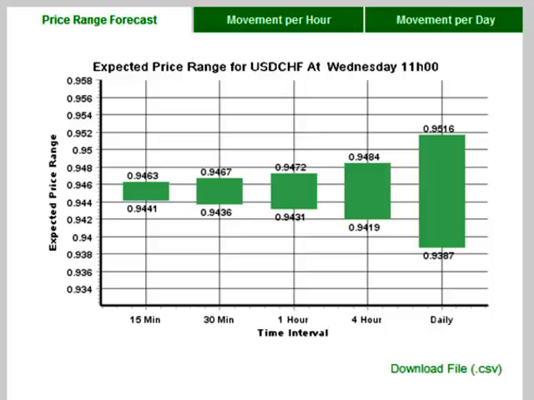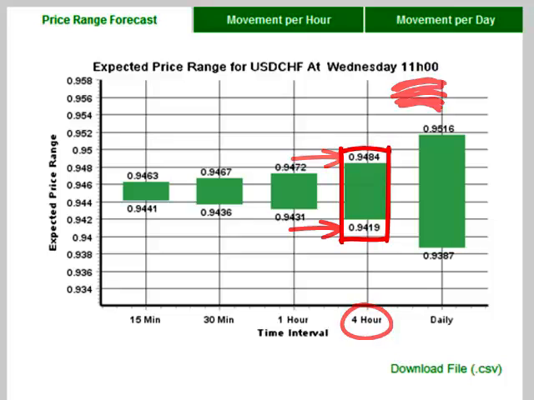Similarly, there is a 68% likelihood that the price will stay between 0.9419 and 0.9848 from 11 a.m. for the next 4 hours until 3 p.m., as is illustrated by this block.